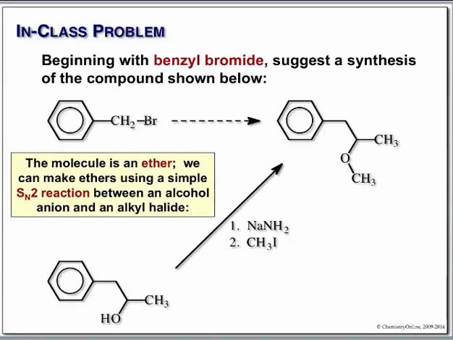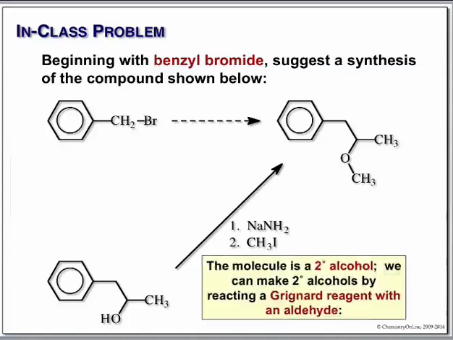Now, our synthetic problem has shifted. Now we look at this intermediate, we look at our starting material, and we say, how can we convert benzyl bromide into this alcohol? Well, we look and say, it is a secondary alcohol, isn't it? We know we can make secondary alcohols with a Grignard reaction. It has to be a Grignard with an aldehyde.